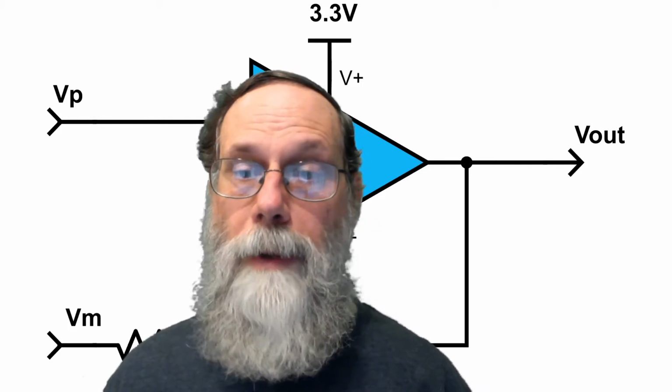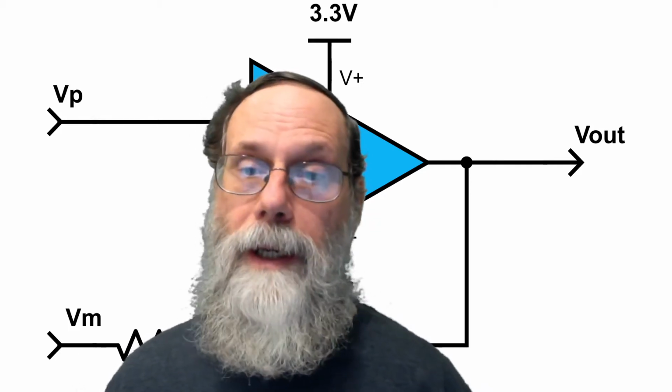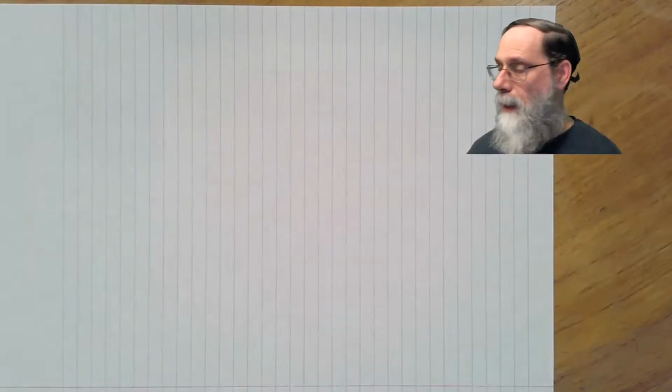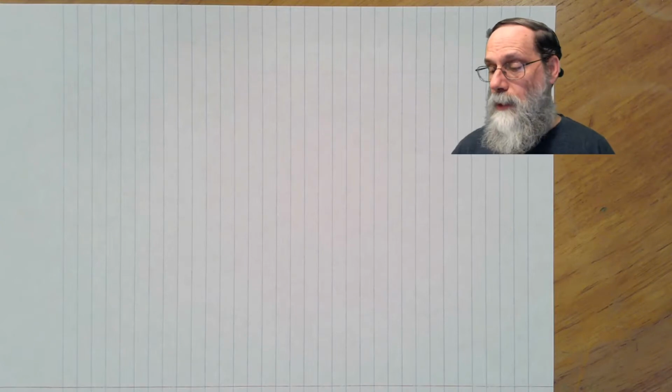This video is about current. It corresponds to section 4.2 of the Applied Analog Electronics textbook. Current is something that we associate with components in a circuit.